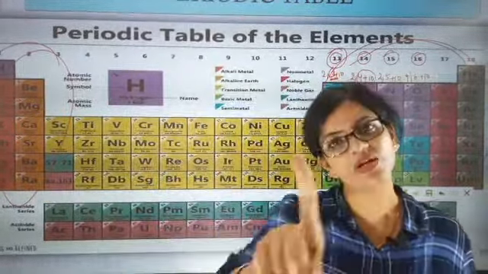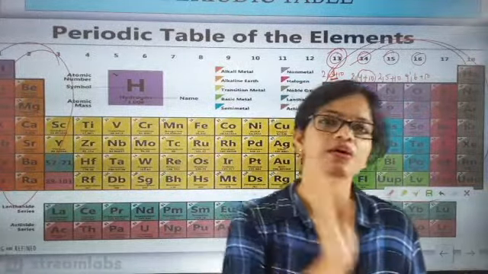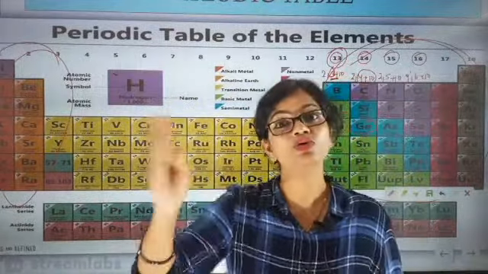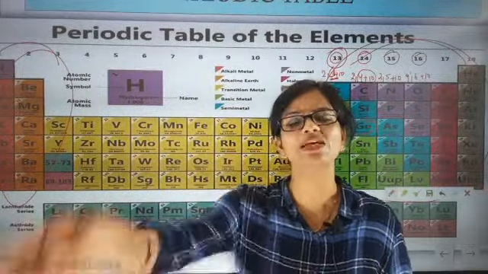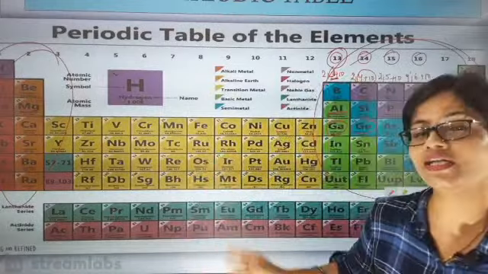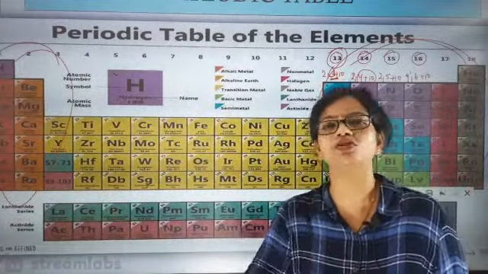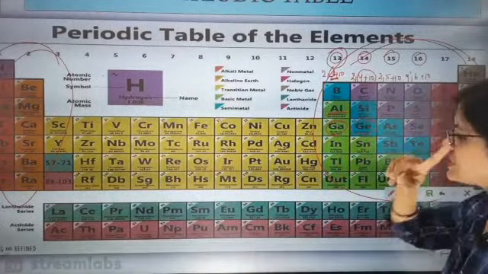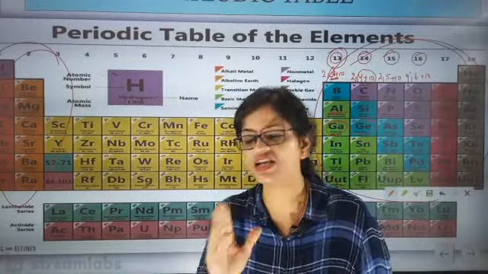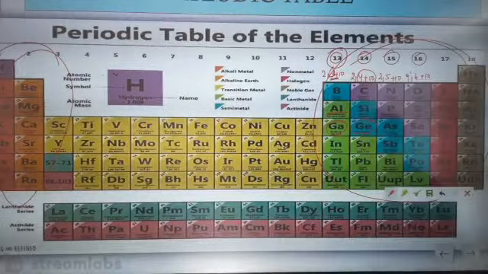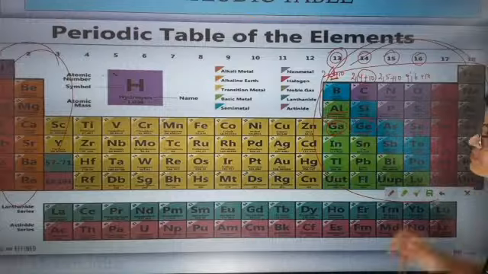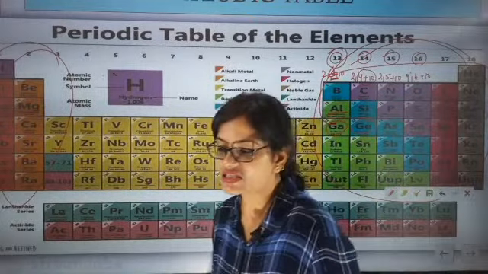So outermost orbit 1 electron means it is group 1. Outermost orbit 2 electrons means group 2. Outermost orbit 3 electrons means 3 plus 10, 13, so group 13. Outermost orbit 7 electrons means 7 plus 10, 17. That means group number 17. Maximum they will ask till argon.